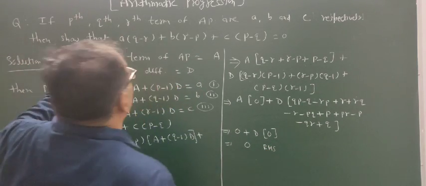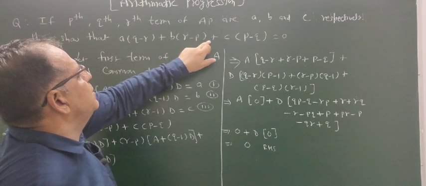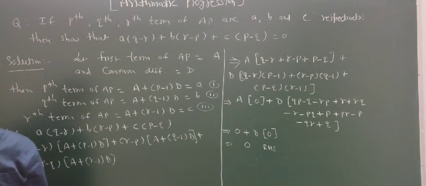In this question, we want to prove a into q minus r plus b into r minus p plus c into p minus q equal to 0. So this is the right hand side of our question. Okay.